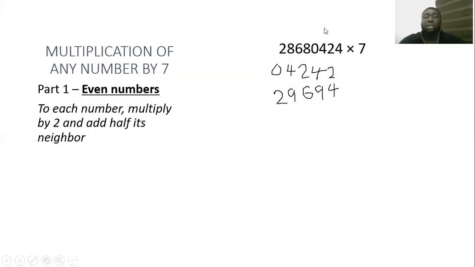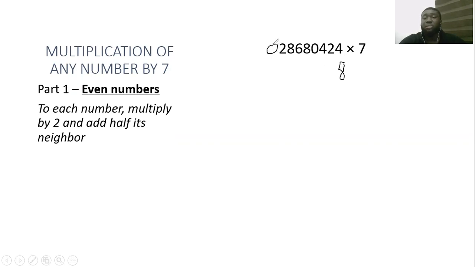Now let's look at another example, again still on even numbers. This is a longer number, it doesn't matter, it still works the same way. So we have 4. Multiply 4 by 2, we have 8. There's no neighbor, so we just write down 8. Remember to put your 0.